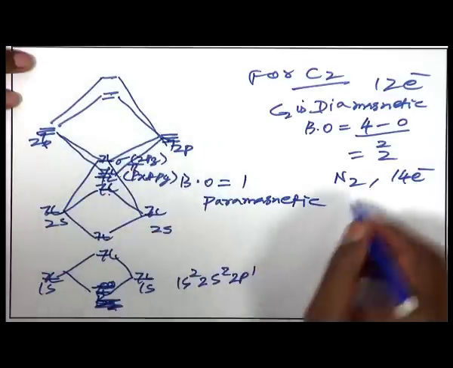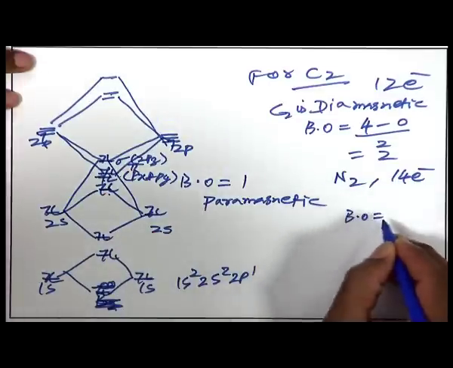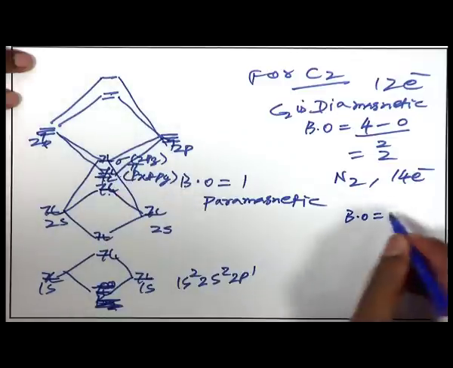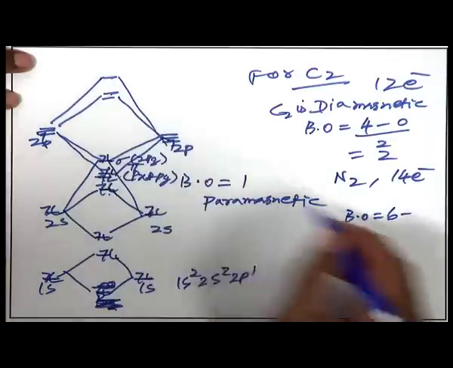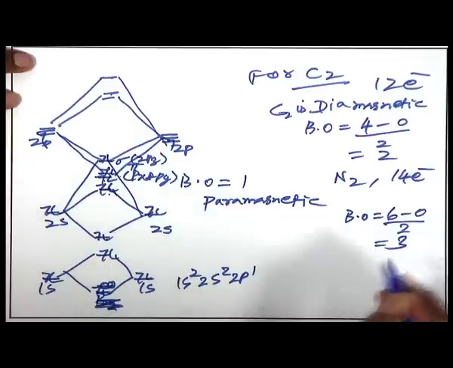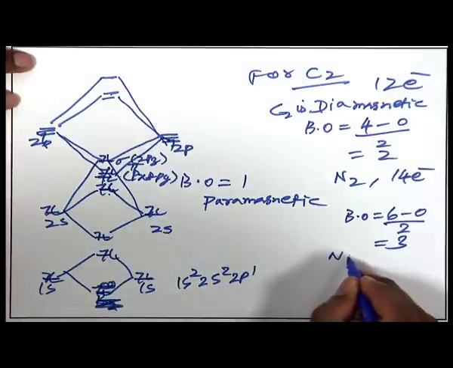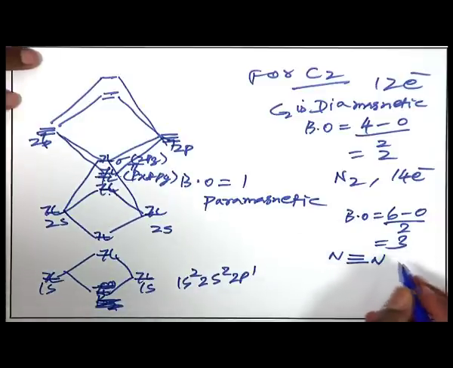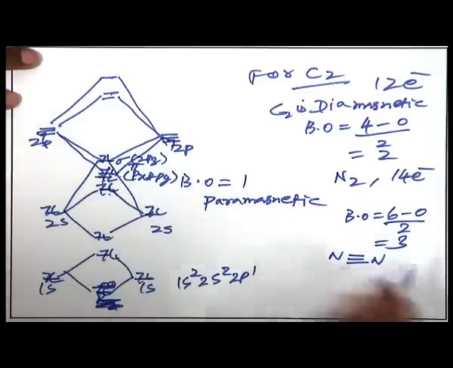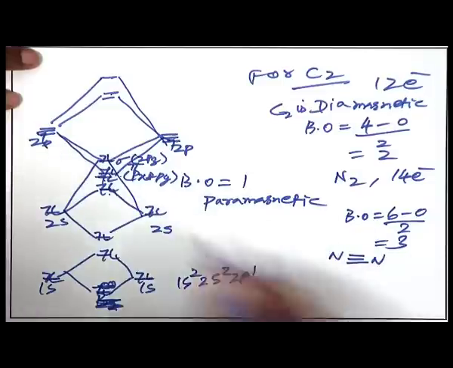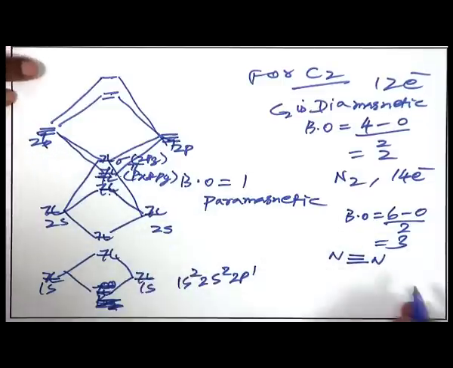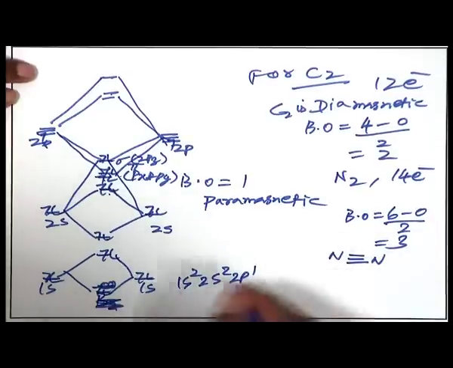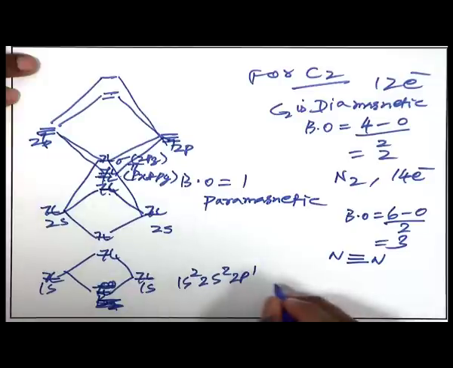Now for N2, the bond order equals the number of electrons in the bonding molecular orbitals minus those in the antibonding orbitals, divided by 2. These two cancel each other, so you have 6 electrons in the bonding molecular orbital. So 6 minus 0, divided by 2, equals 3. So there is a triple bond between the 2 nitrogen atoms, and the molecule is diamagnetic. No problem here; where the molecule is diamagnetic, you can explain that. This is a suitable energy level diagram for elements from Li2 to N2.